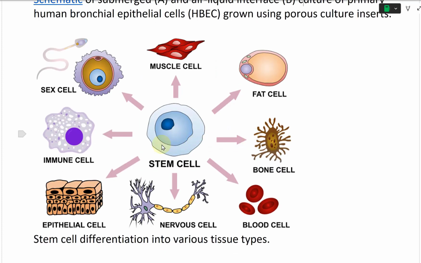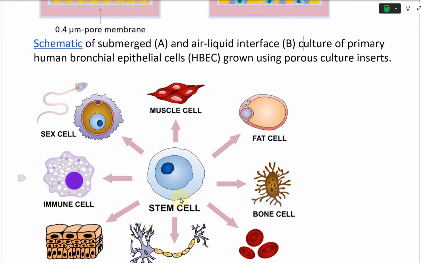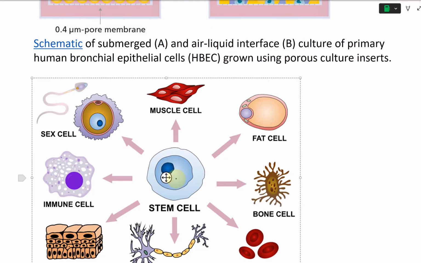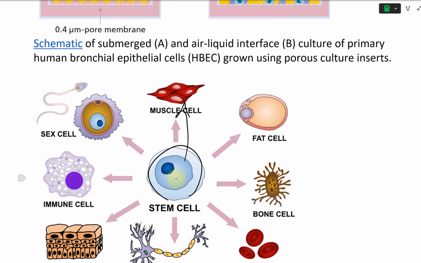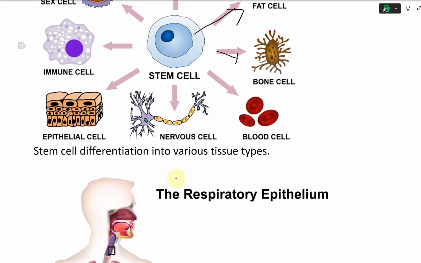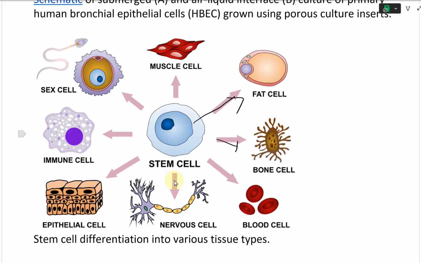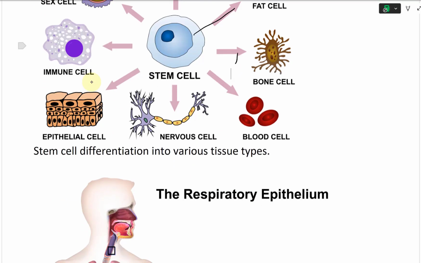And here is a schematic of stem cell differentiation into various tissue types. You have a stem cell, it's undifferentiated, and then becomes, for example, a muscle cell. And this one can't become a fat cell, can't become a sex cell, and so on, because it's become differentiated. But only this cell can. So if the stem cell goes to here, or it becomes a fat cell, bone cell, blood cell, nervous cell, and so on. Immune cell, epithelial cell, and there are the sex cells over there.